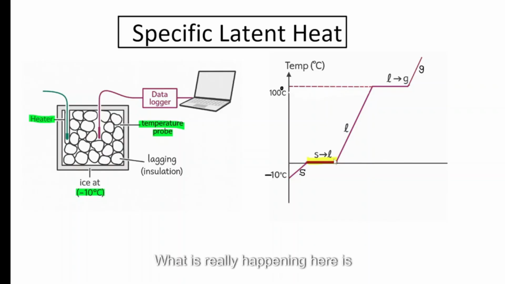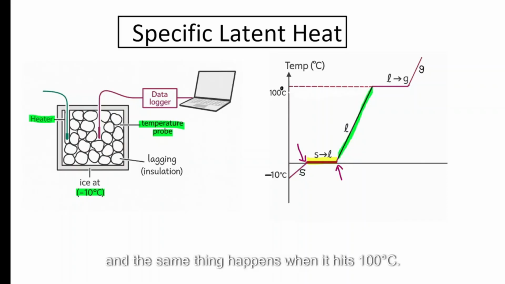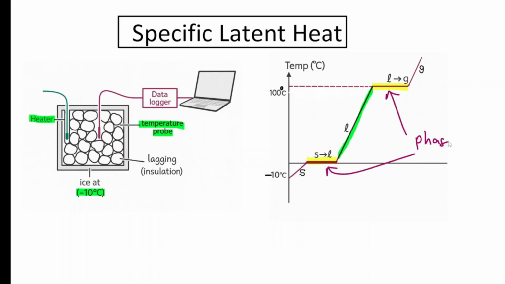What is really happening here is the energy that you provide is being used to break bonds and turn the solid into a liquid. So at the beginning here, everything is solid. At the end here, everything is liquid. Now once everything is liquid, the temperature will rise again. So the liquid will heat up, and the same thing happens when it hits 100 degrees Celsius. Now the liquid is being converted into gas. Vaporization is taking place. So again, the phase change takes place, and it requires energy. So the temperature does not rise.